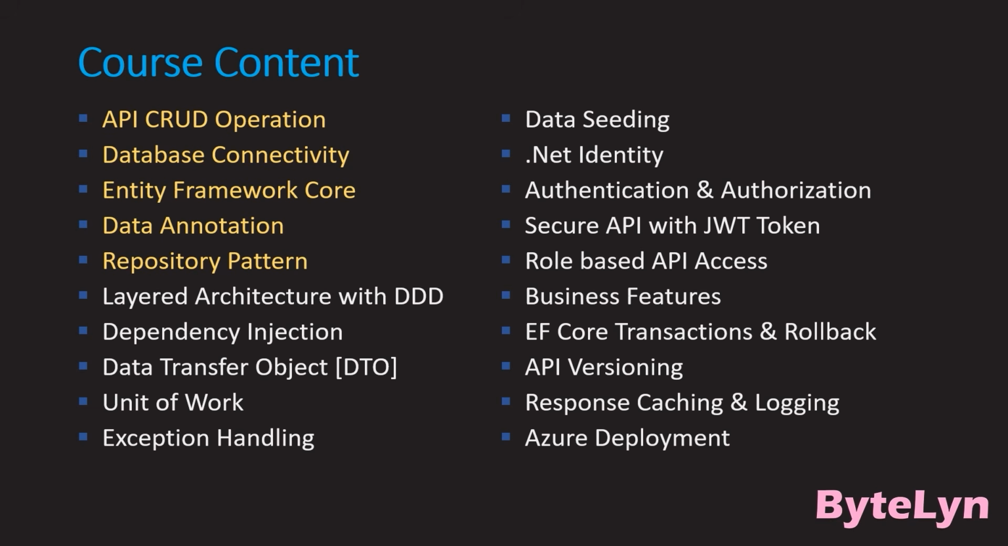Once you learn the beginner level, we will move towards the intermediate level. During the intermediate level, we start with the layered architecture with DDD. We see how to do the data seeding. Once we complete the intermediate level, finally we move towards the advanced level. In the advanced level, we start with .NET Identity. Then finally we end this course with how to deploy your REST API in Azure.